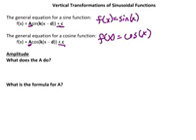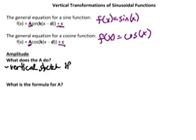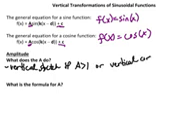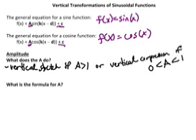So first, what does the a actually do? Well, this is the same as what we learned in our transformations of functions unit. So a is a vertical stretch or compression. So it's going to do a vertical stretch, and that's in the case that a is greater than 1. Or it can also do a vertical compression, and that's if a is in between 0 and 1. So it's some sort of a fraction, like a half or something like that.